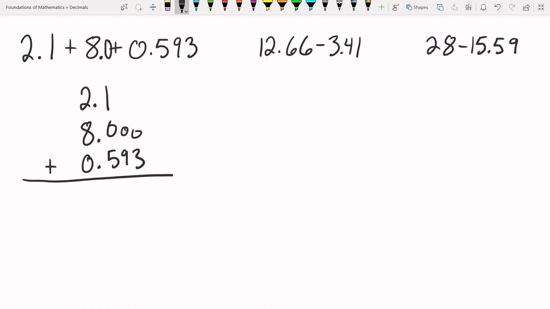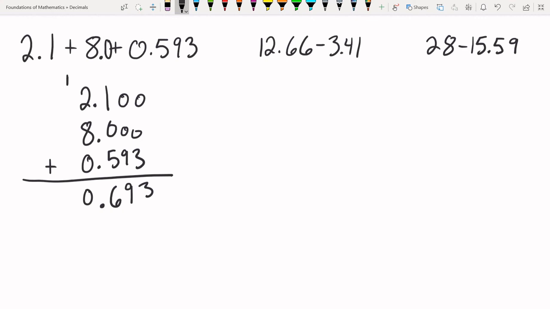I'm going to add in the zeros for the place values that are missing, and go straight down. 0 plus 0 plus 3 is 3. 0 plus 0 plus 9 is 9. 1 plus 0 plus 5 is 6. Bring the decimal point down. 2 plus 8 is 10, so 0.